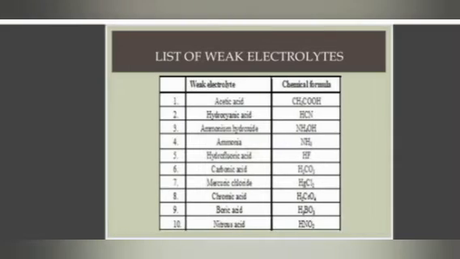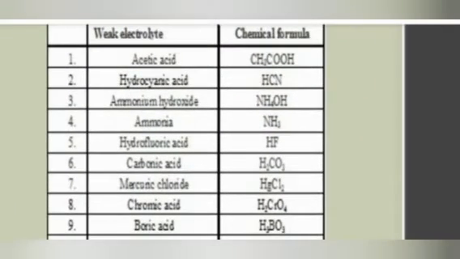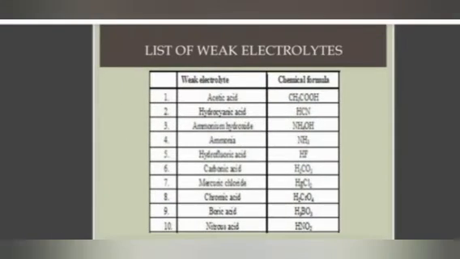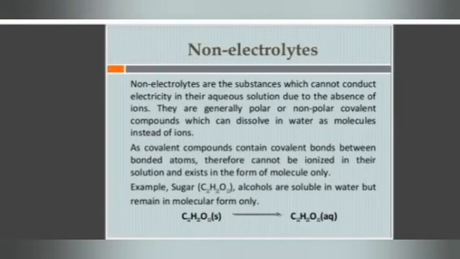Okay, so this is the list of weak electrolytes: acetic acid, hydrocyanic acid, ammonium hydroxide, ammonia, hydrofluoric acid, carbonic acid, mercuric acid, chromic acid, and boric acid. So dear students, take a screenshot of these examples, write them down in your notebook and learn them. Sometimes a 1-mark question comes from it.